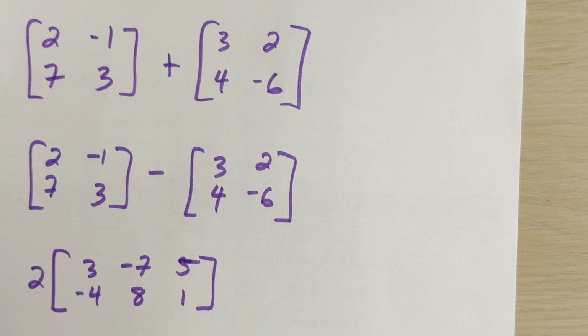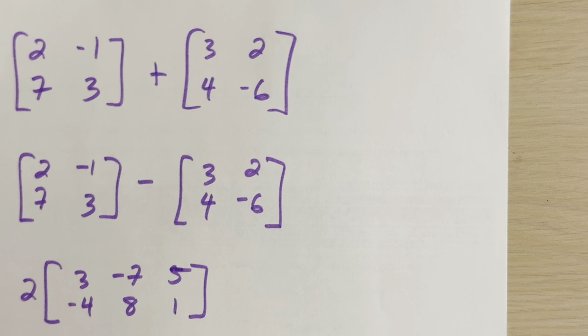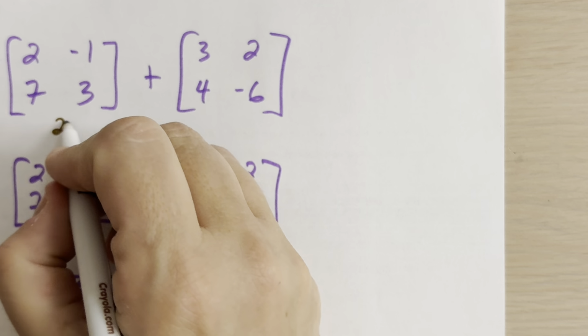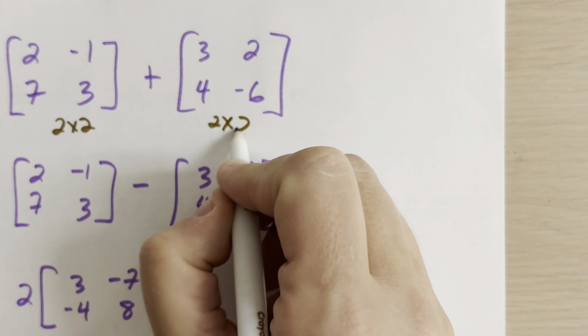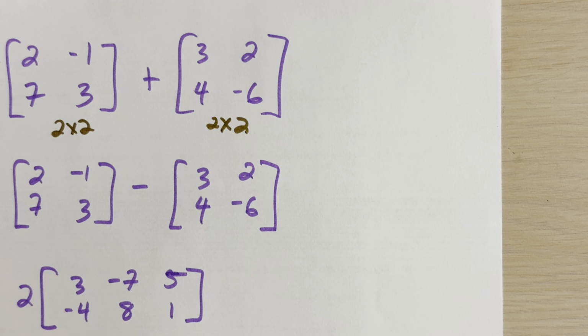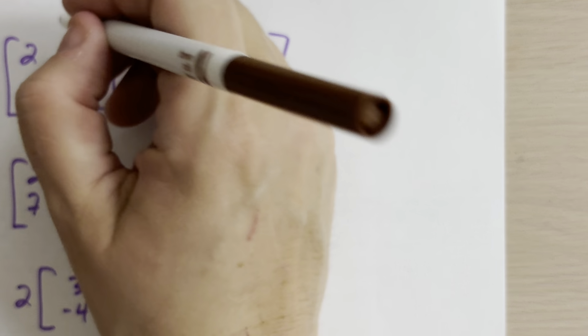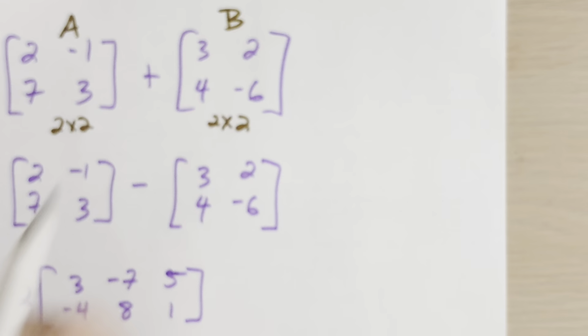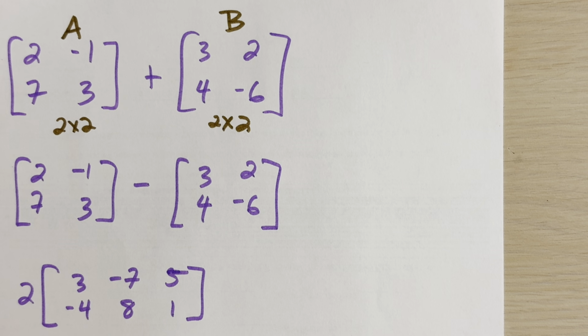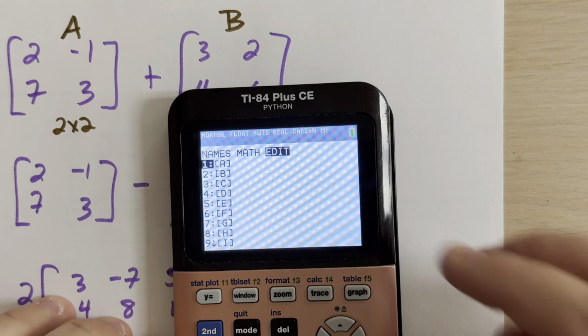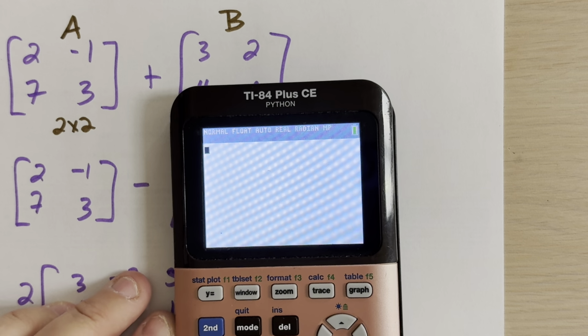So I'm gonna add these matrices. So when I look at this, this is a 2 by 2. This is also a 2 by 2. To add and subtract matrices, the dimensions have to be the same, so it works out. I'm just gonna put my first one in for matrix A and the second one in for matrix B. So let's go. All right, we'll start from the beginning.